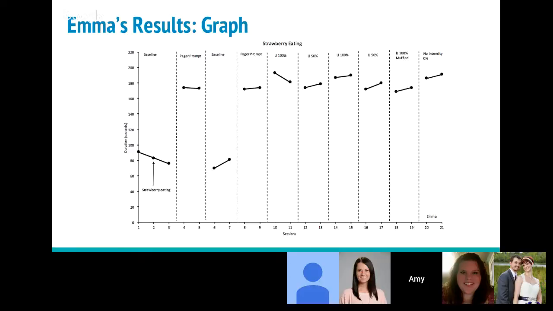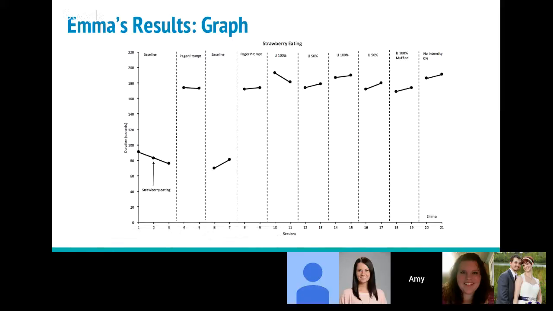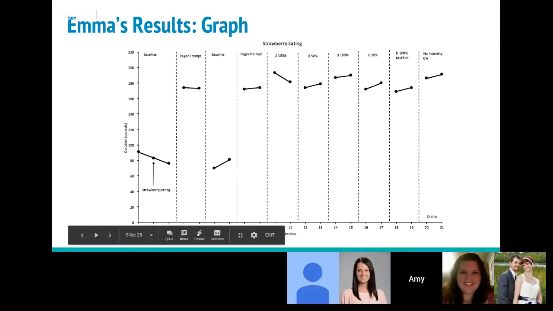When it went back down to baseline, I was much more rapid. And then as we continued with the pager prompt and the different intensities, I continued having a higher duration of seconds. And when we got to 0 intensity, I ended up keeping a relatively high duration, which was much different from my baseline.